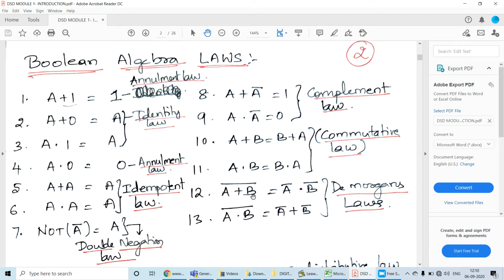Coming to the 12th law, this is De Morgan's law, and I hope you learn this De Morgan's theorem. We will do it even in the lab. The first experiment is De Morgan's theorem, which we actually execute. So what is De Morgan's theorem? It says A plus B the whole bar equals A bar and B bar. Another De Morgan's theorem is A and B the whole bar equals A bar plus B bar.